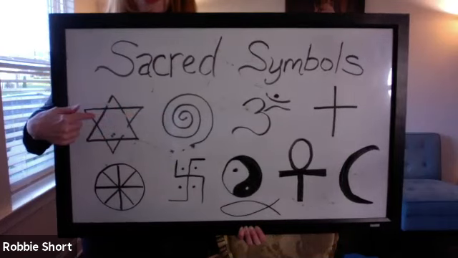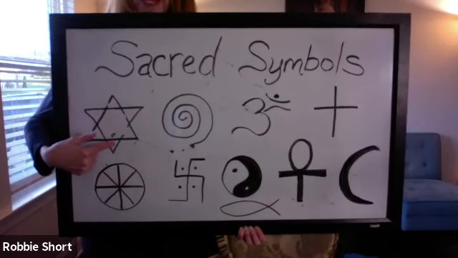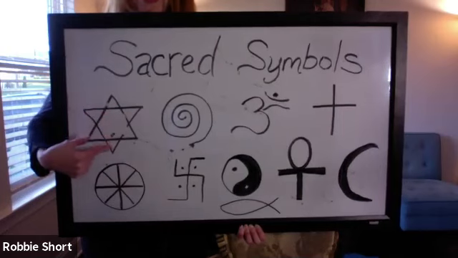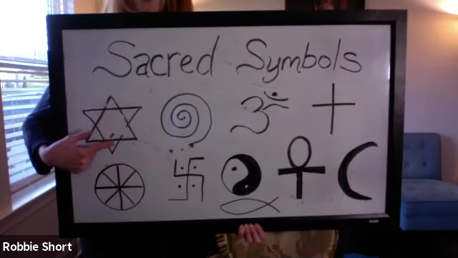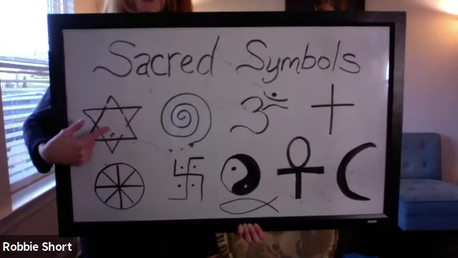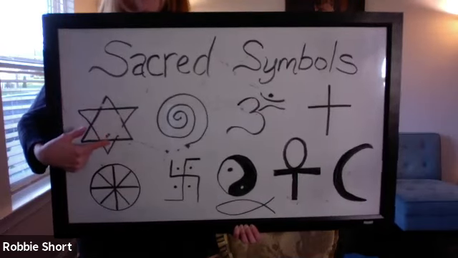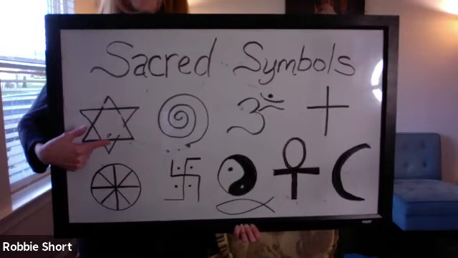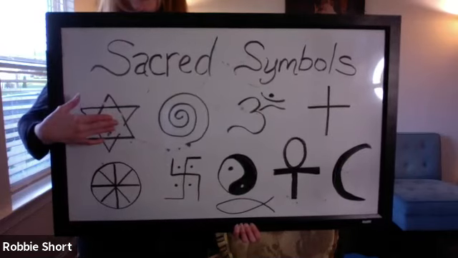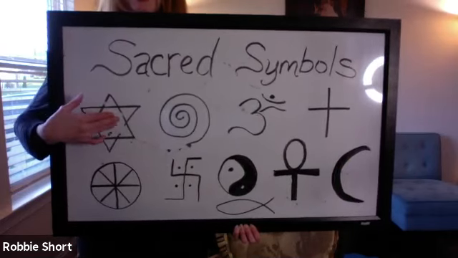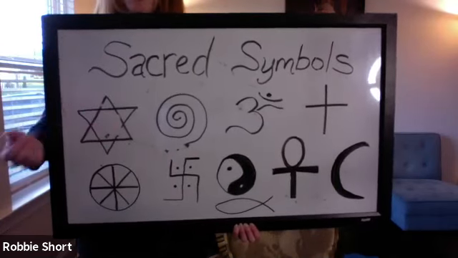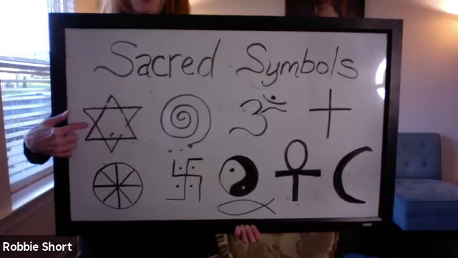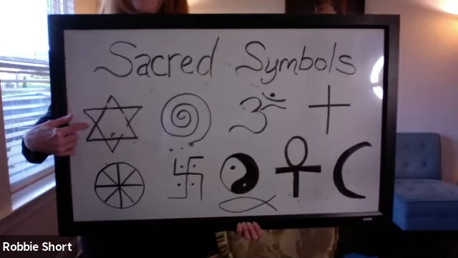Now, this other triangle that you see here pointed downward represents the feminine. It represents what is of the earth, grounding, and gravity. And the combination of these two together represents freedom. This is about freedom to the people. This is one of the symbols of Judaism.